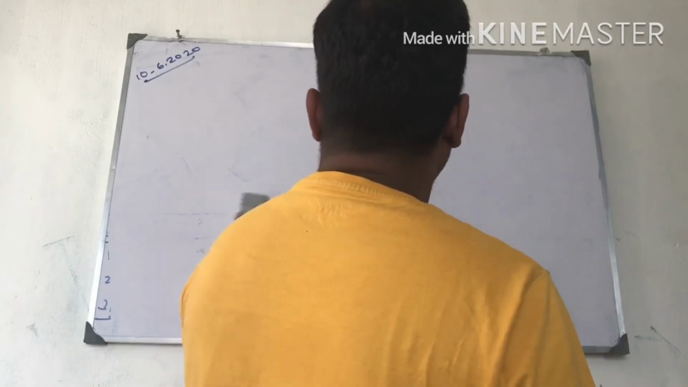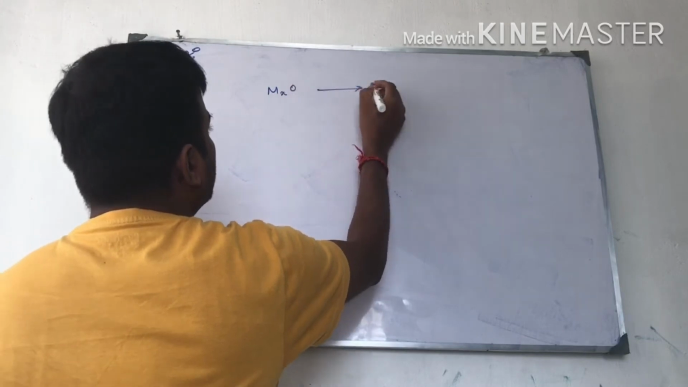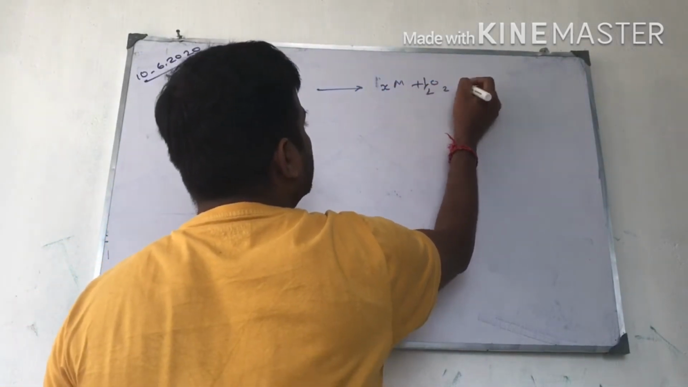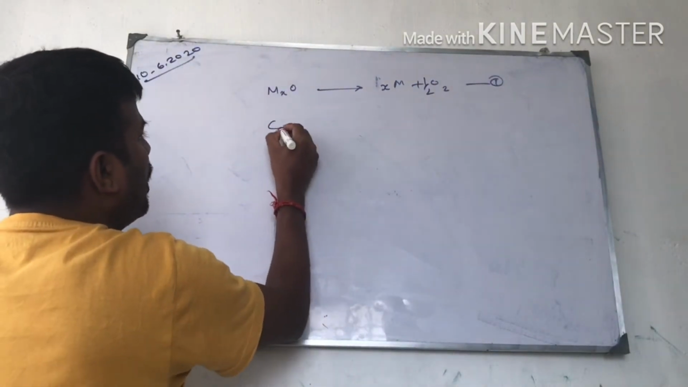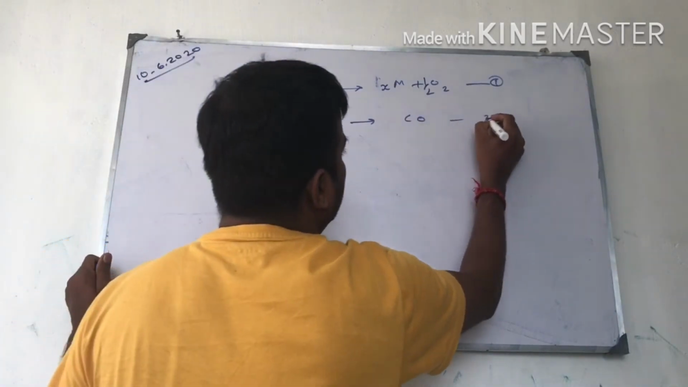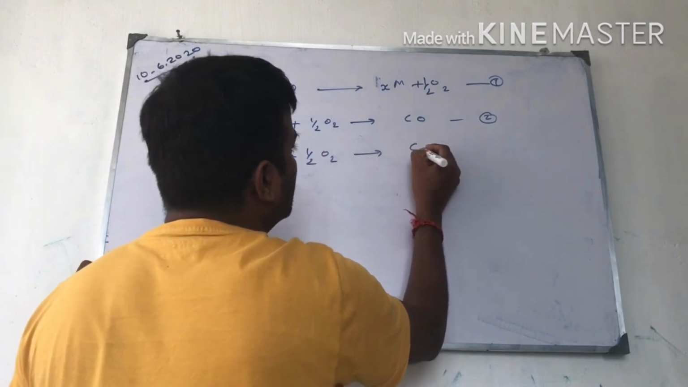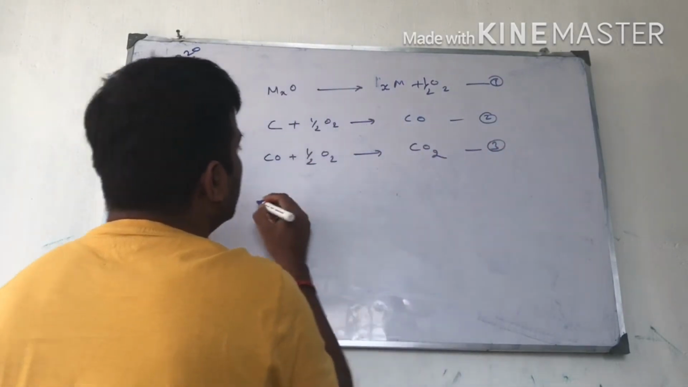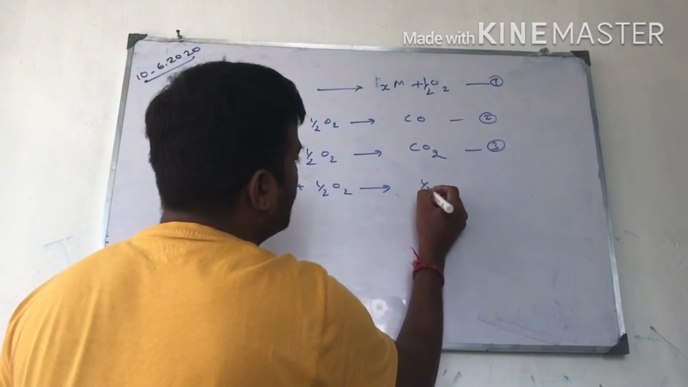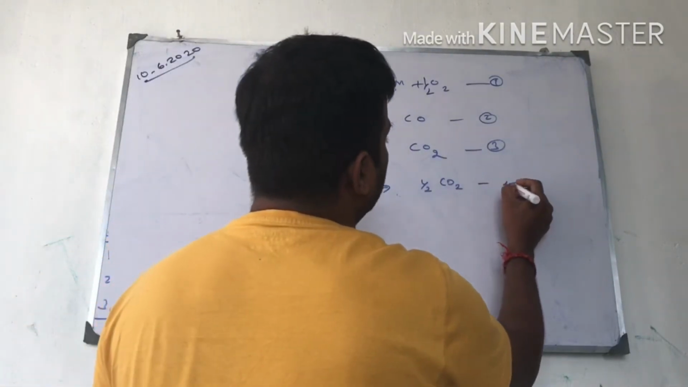Let us see the reaction. Metal oxide gets reduced to metal: MxO gives x moles of metal and half mole of oxygen molecule. This is the first equation. Carbon reacts with half mole of oxygen to form carbon monoxide. Second equation: carbon monoxide reacts with half mole of oxygen to give carbon dioxide. Third equation: half mole of carbon plus half mole of oxygen gives half mole of carbon dioxide. This is the fourth equation.